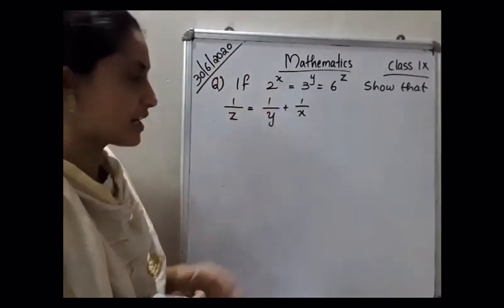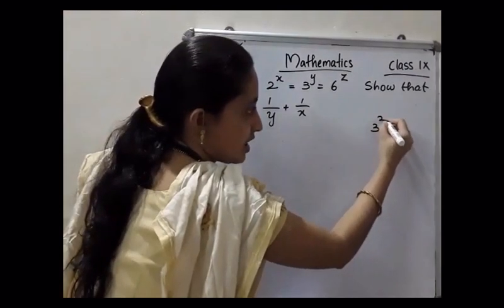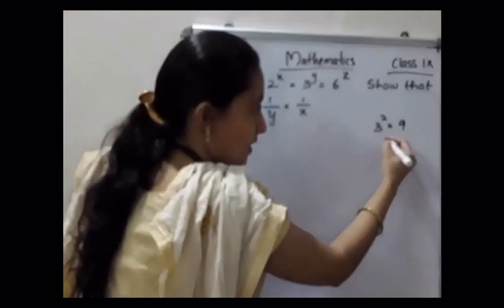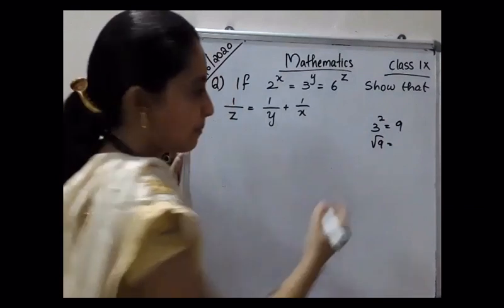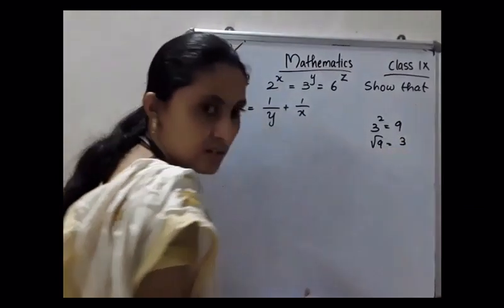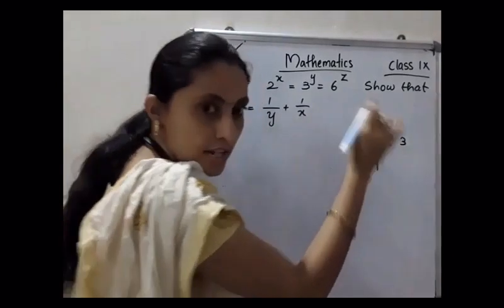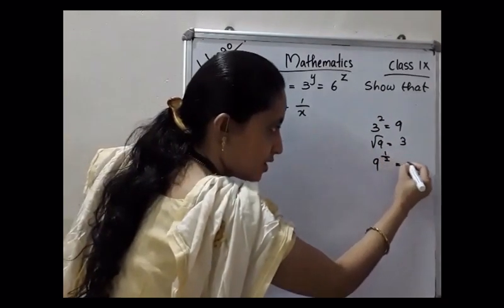Before going to that, please listen here. 3 square is equal to what? 9. Or you can write root 9 is equal to 3. The square root of 9 is 3. So how can we represent the square root of 9 in terms of powers? 9 raised to 1 by 2. So 9 raised to 1 by 2 is equal to 3.